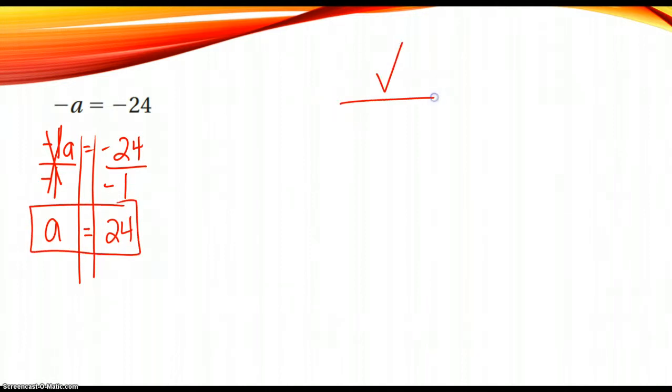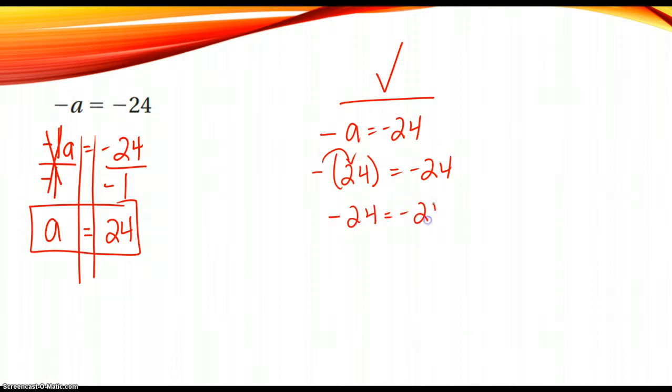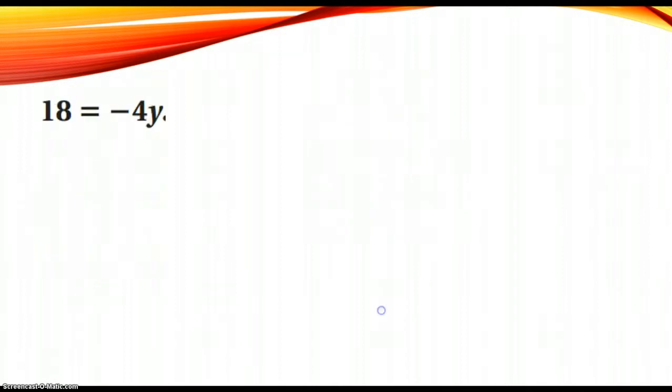We have to make sure by using our check step. So -a equals -24. And then we plug in what our a should be, which is 24, equals -24. If we distribute that negative sign, it'll be -24 equals -24. So again, we are correct. We use this check step to make sure we found the right value for our variable. So it's a very important process to do.